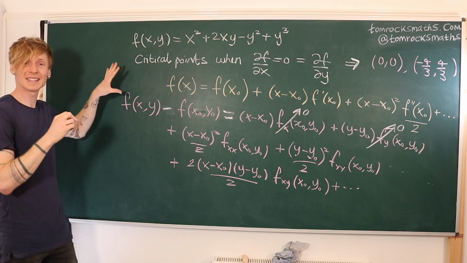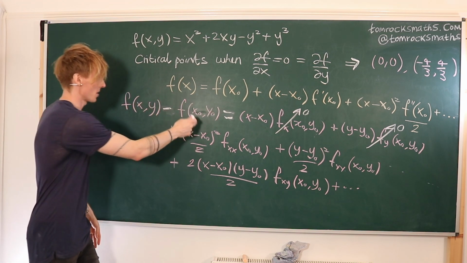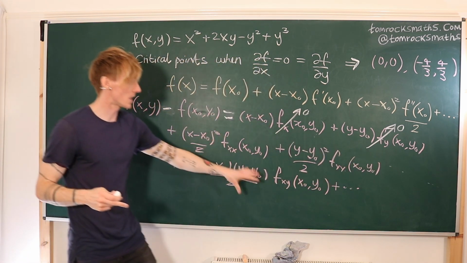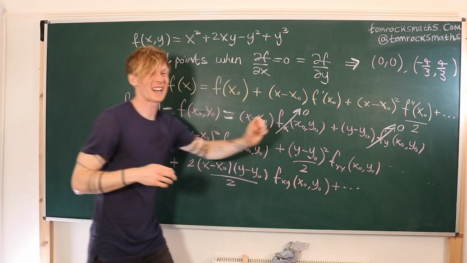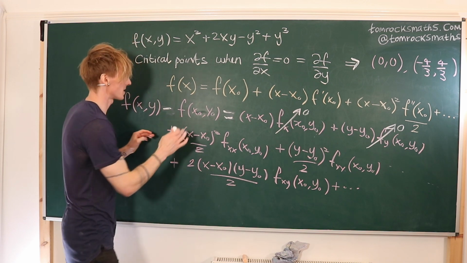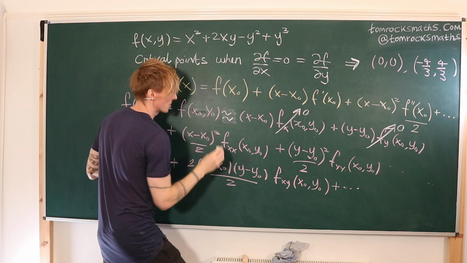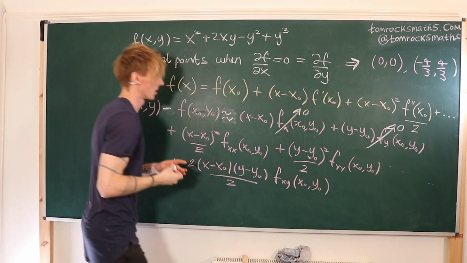So what we have is f of xy minus f of x naught y naught is now equal to these three second order terms plus higher order terms. We're actually going to neglect the higher order terms and say that this is in fact approximately equal to, and then we'll get rid of those higher order terms.